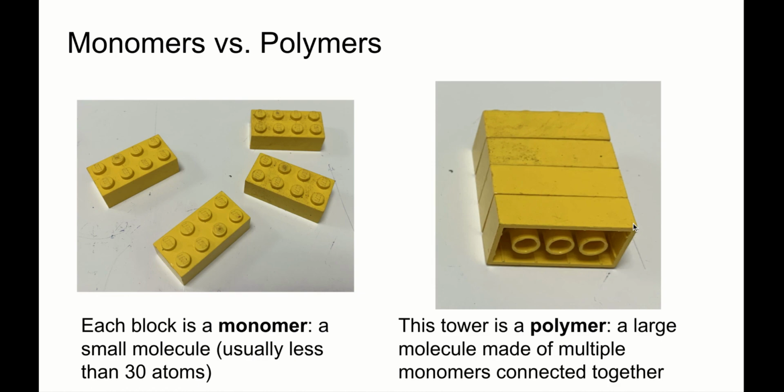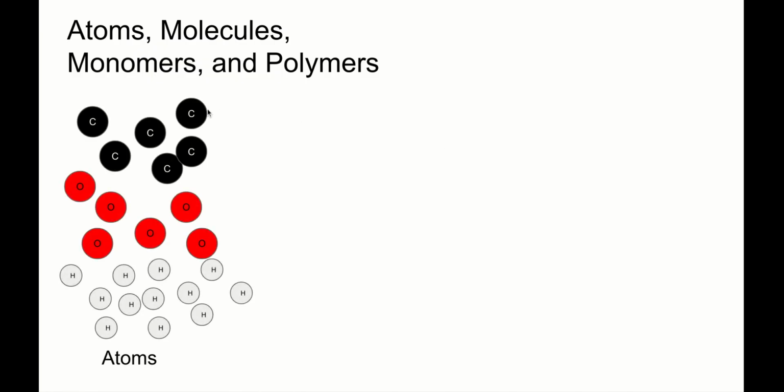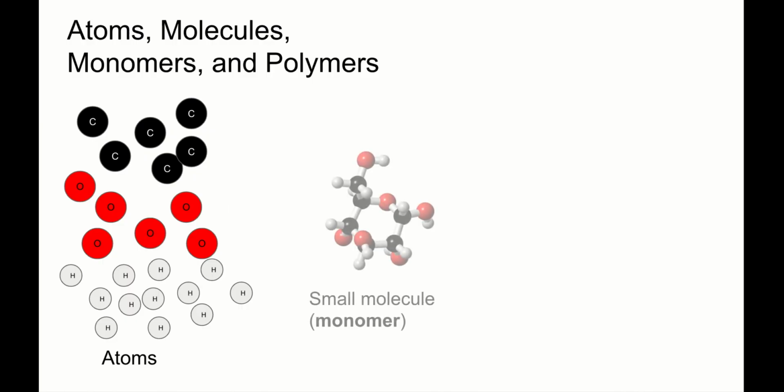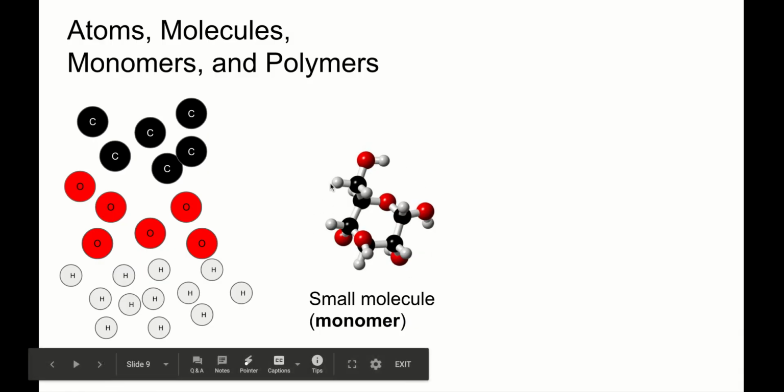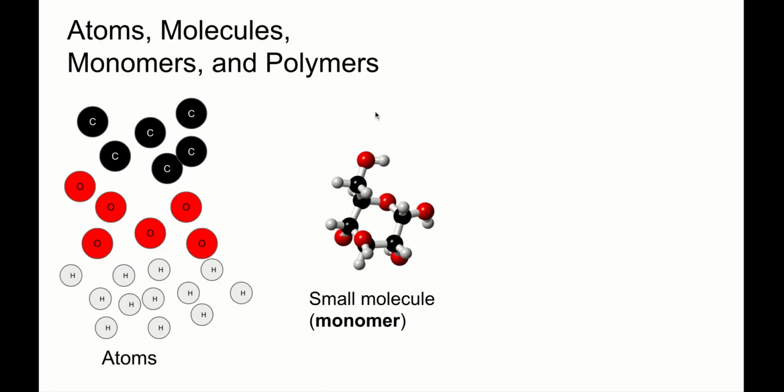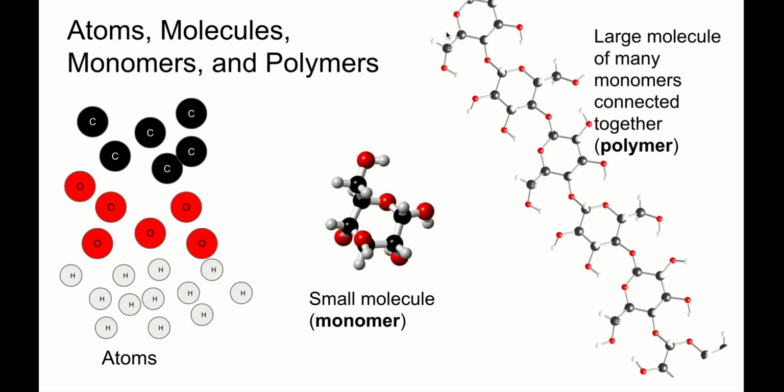That is a polymer. Let's recap again the connection between atoms, molecules, monomers, and polymers. Here I have some atoms. Each circle represents an atom. The letters tell me what type of atom: carbon, oxygen, and hydrogen. I can connect those together with chemical bonds to build a small molecule. This is a monomer. A small molecule is a monomer. And then if I had many of these monomers and I connected the monomers together, then I could build something like this, a giant chain made of the same monomers repeating over and over. This is a large molecule of many monomers connected together.